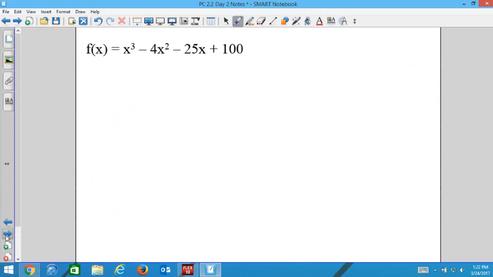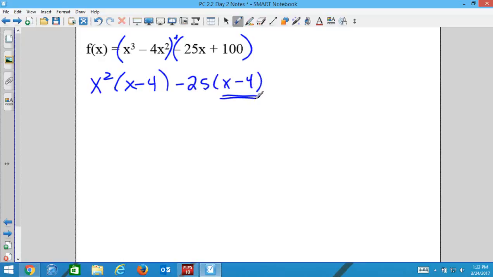All right, how do we factor this one? Grouping. You have to have a plus sign in between when you group them. So we're going to take out x squared. And what are you going to take out of the second parenthesis so it matches the first parenthesis? Negative 25. When the parentheses match, then you have x minus 4 and x squared minus 25.